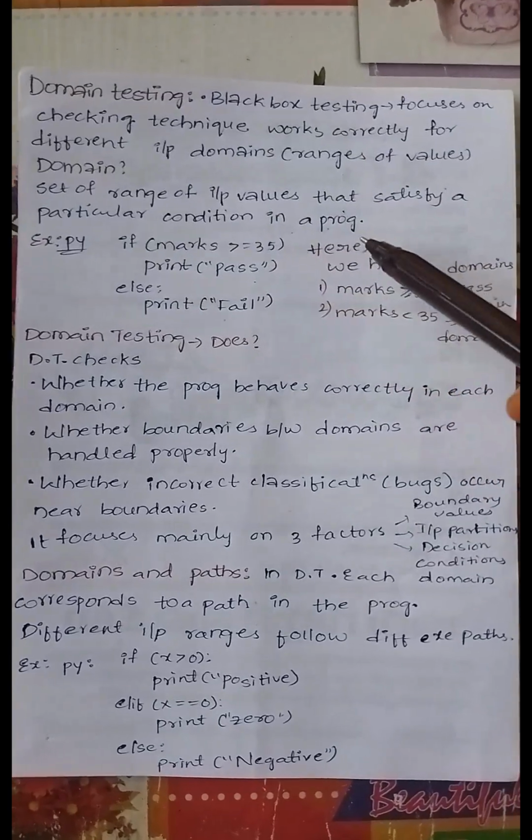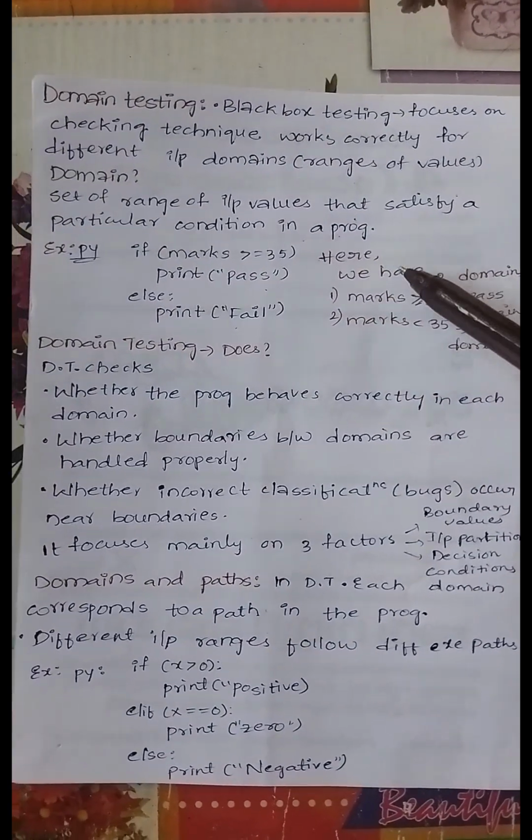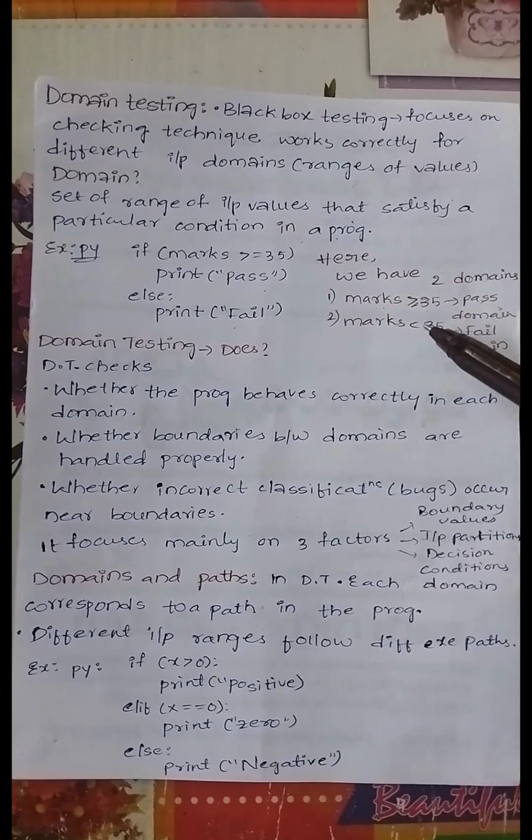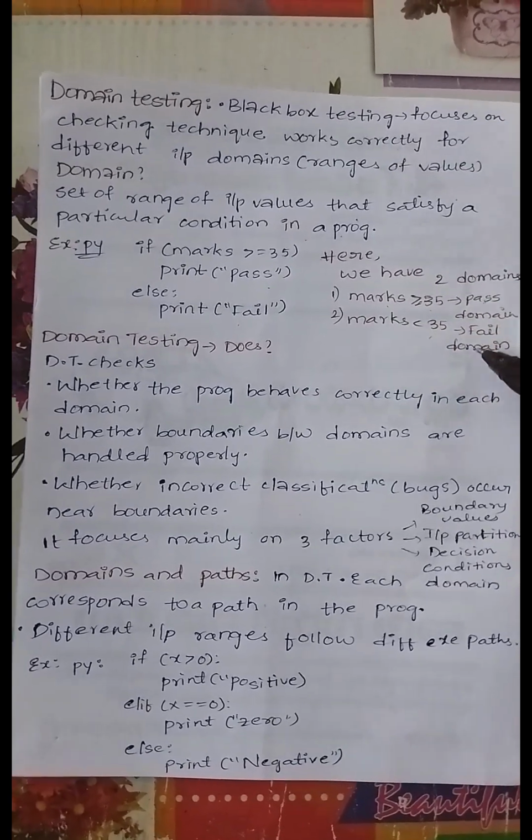This is an example. In this example, we have two domains. If marks is greater than or equal to 35, then it is the pass domain. If marks is less than 35, then it is the fail domain.